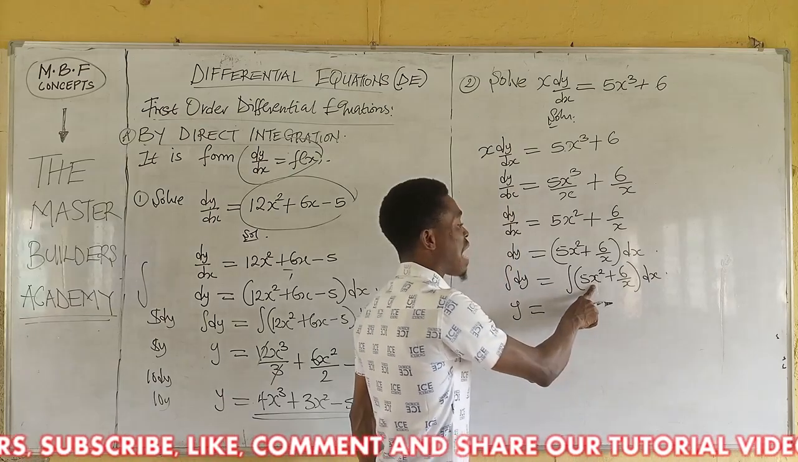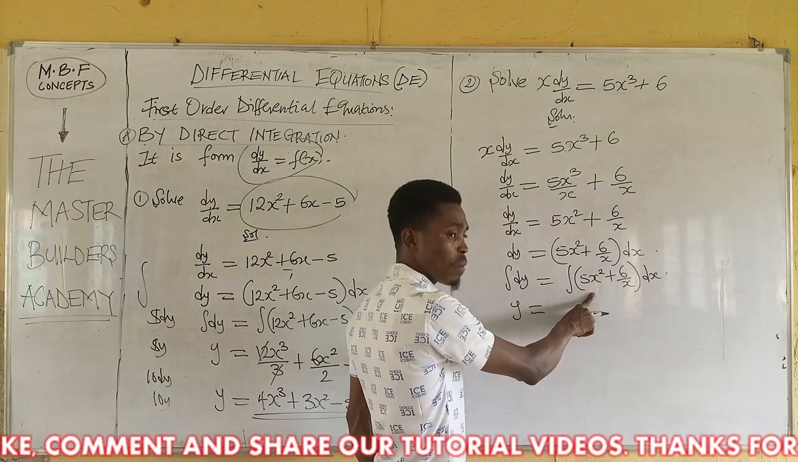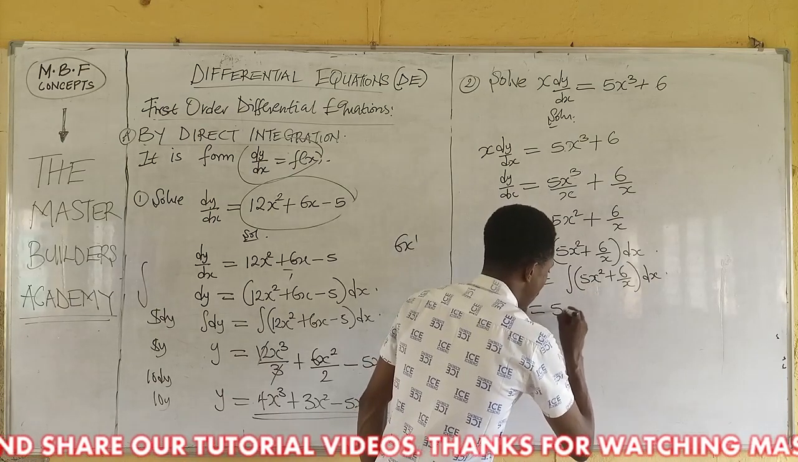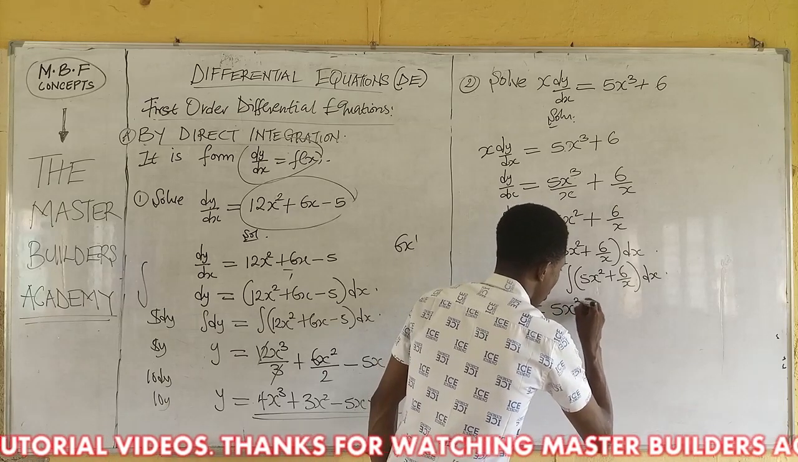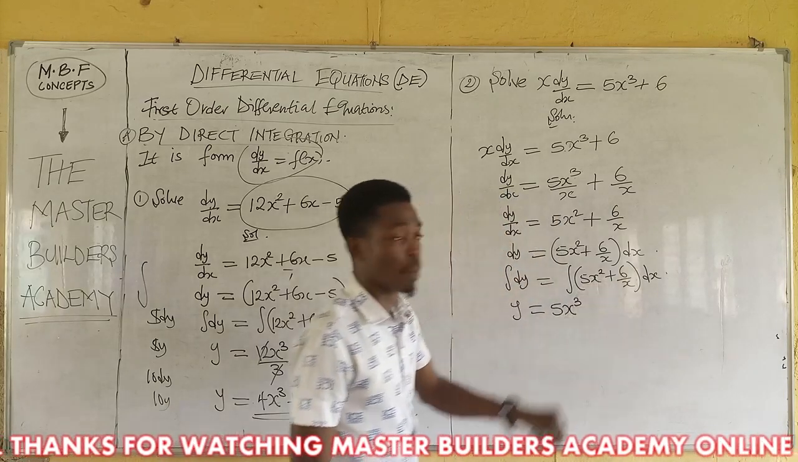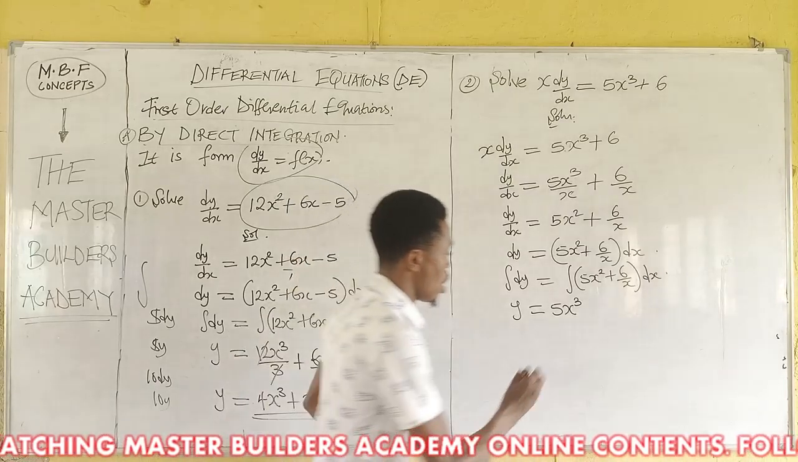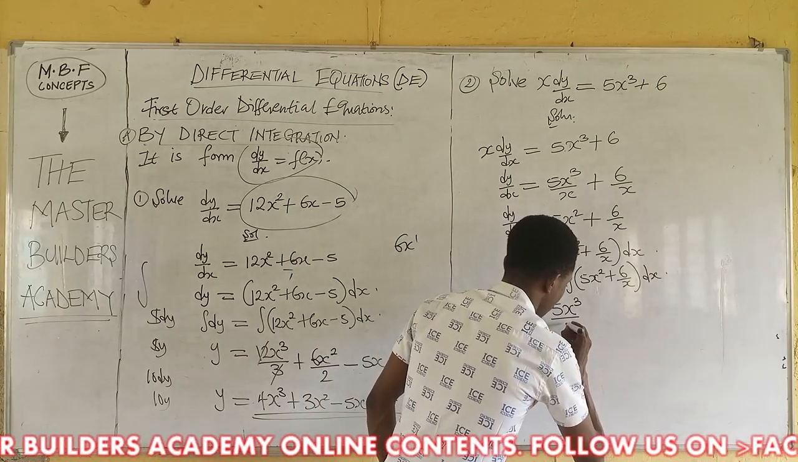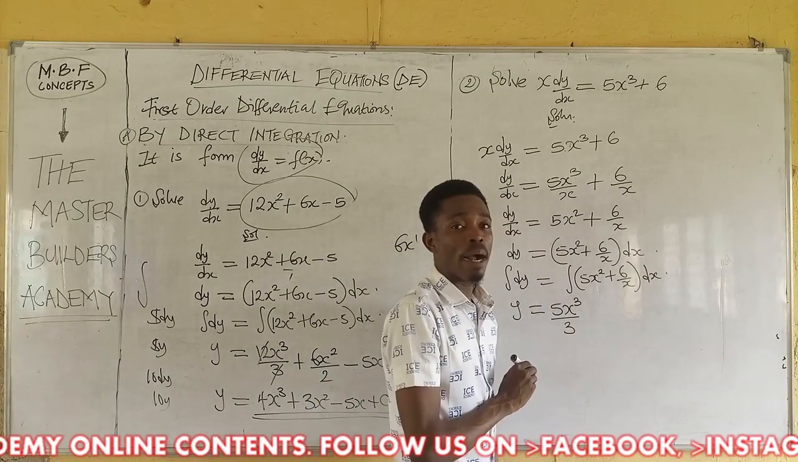When you integrate 5x squared, you are going to have 5x cubed. Understand that you must increase the power by 1, all over the new power.